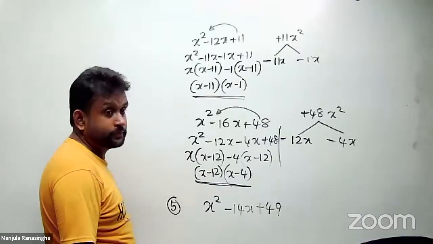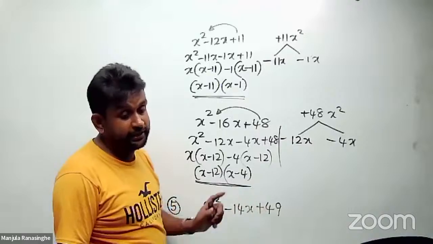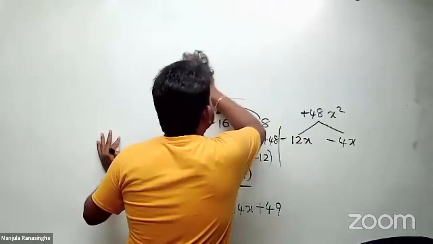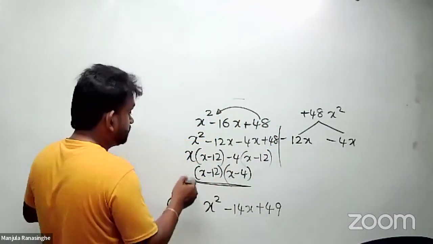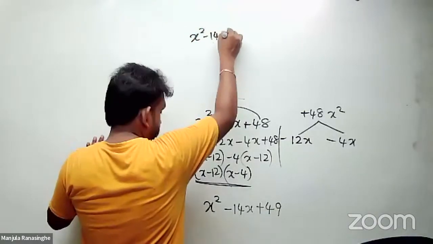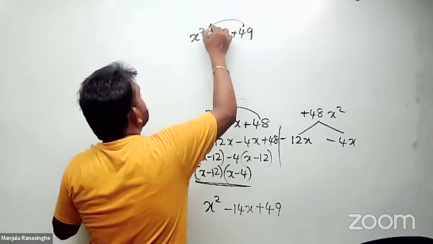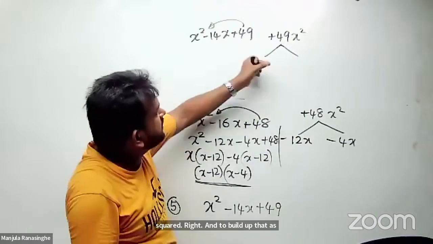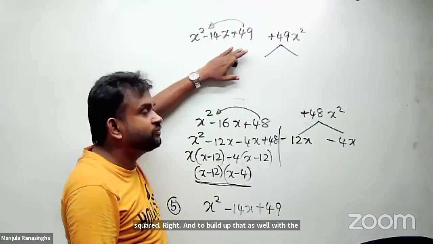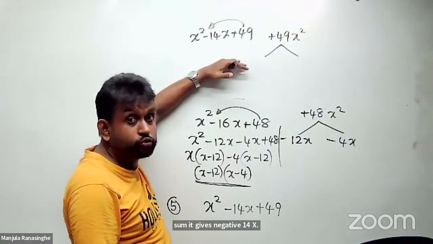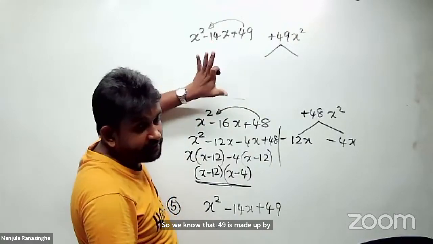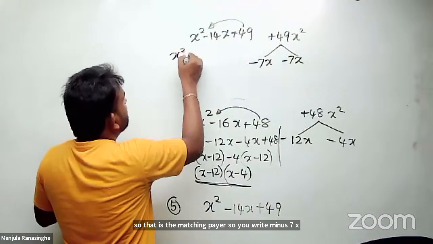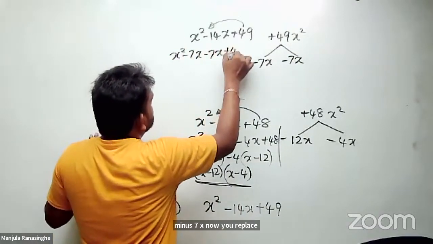So the last one, x squared minus 14x plus 49. Now check plus 49x squared, and to build that up, the sum gives negative 14x. We know that 49 is built up by 7 into 7, and 7 plus 7 is 14. So that is the matching pair. So you write minus 7x minus 7x.